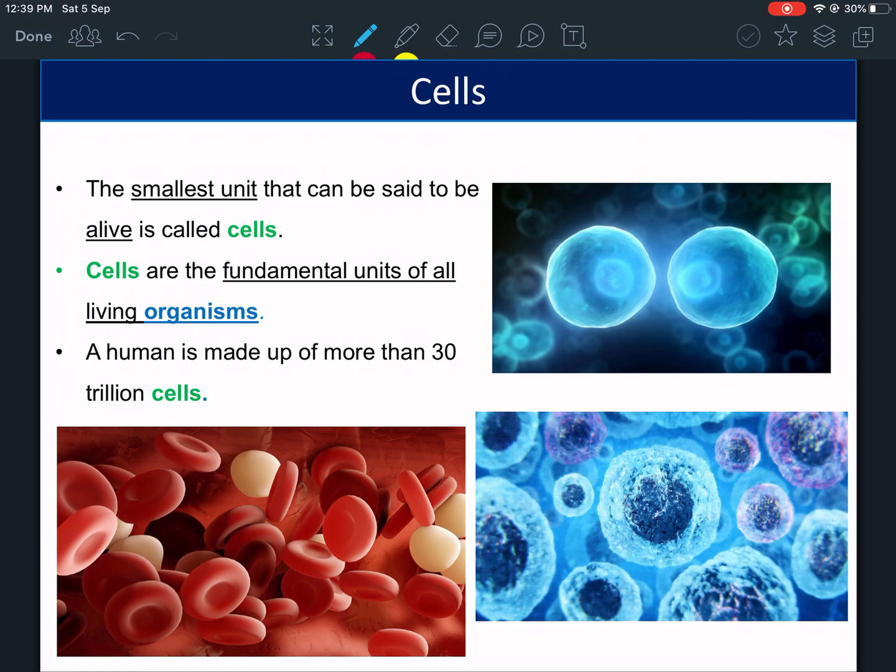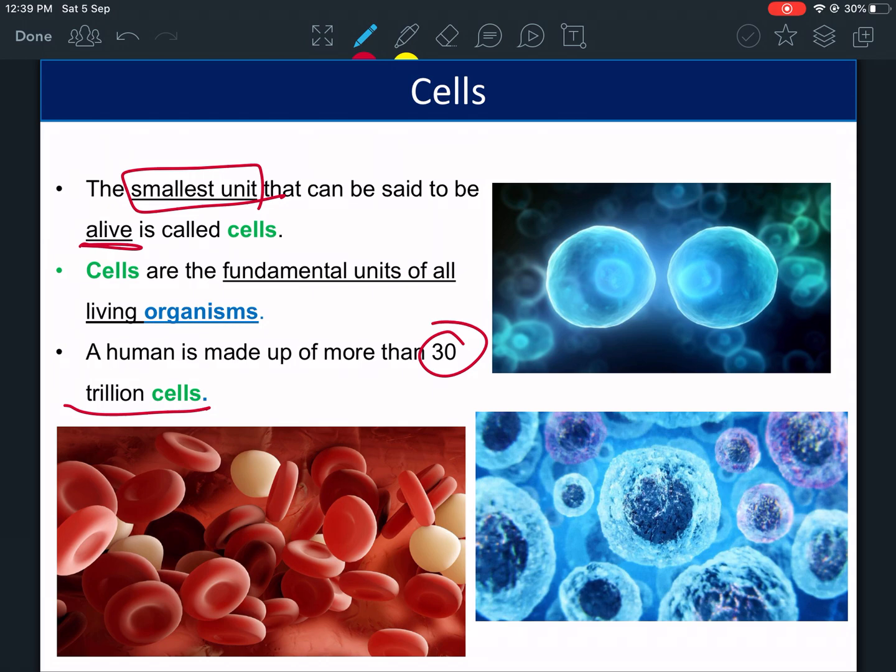A cell is the smallest unit that can be said to be alive. It's called a cell. You, as a human being, you're made up of trillions of cells. A lot of cells. A cell is very, very small. So you're just made up of cells. And a cell is a very small living organism. A human is made up of 30 trillion cells. The number is really huge.